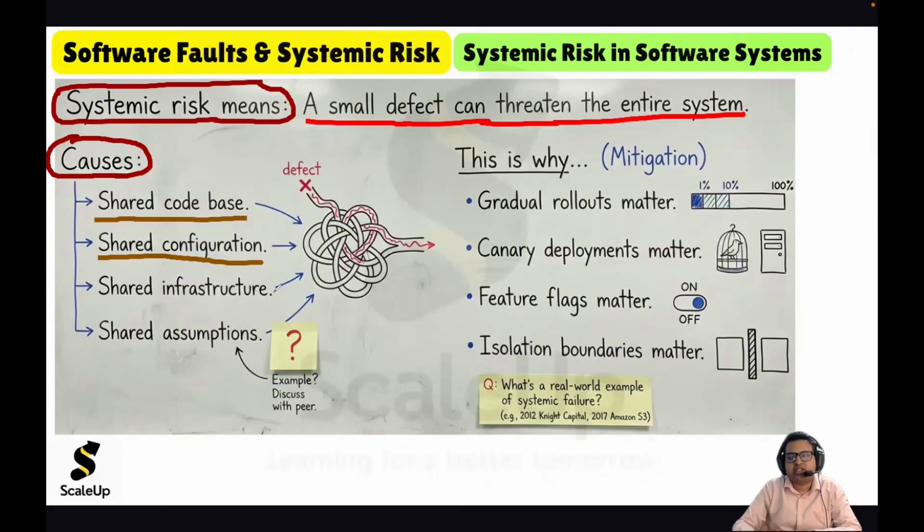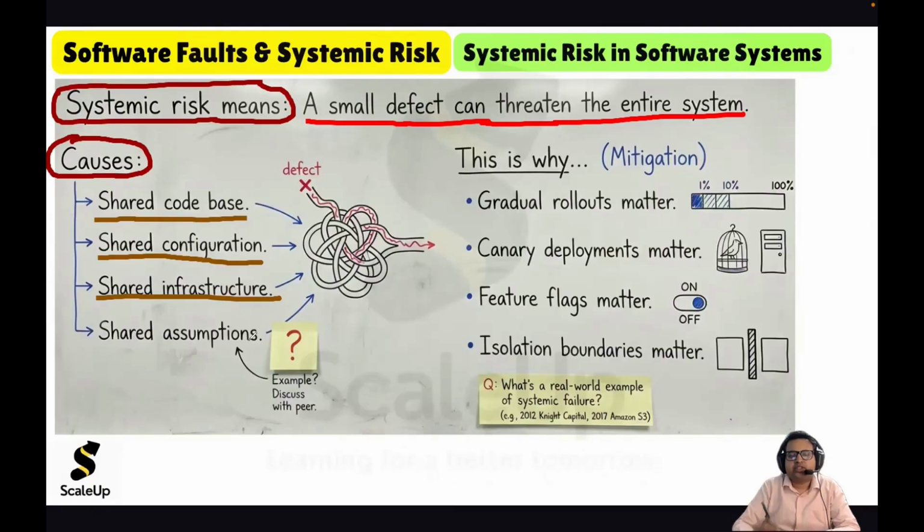Shared infrastructure. Multiple independent services often run on the same physical hardware. Now let us suppose your distributed system is making use of shared infrastructure. Any problem with this infrastructure, and your entire system might collapse.